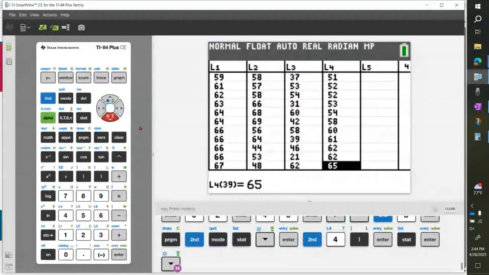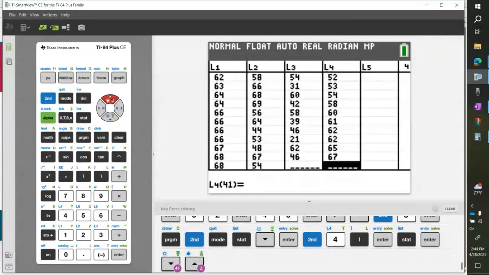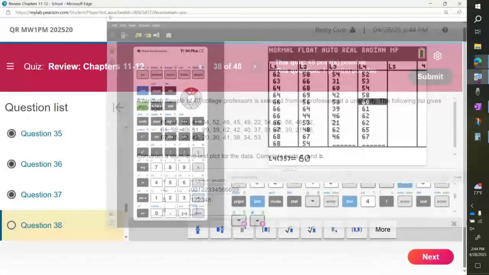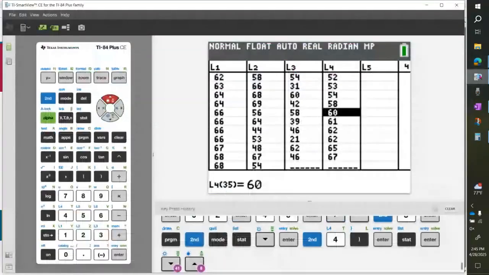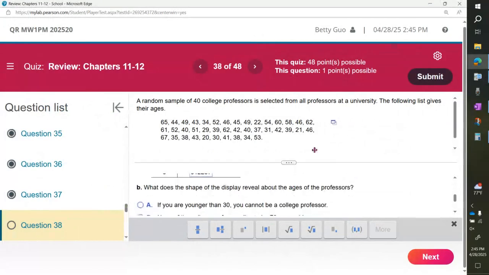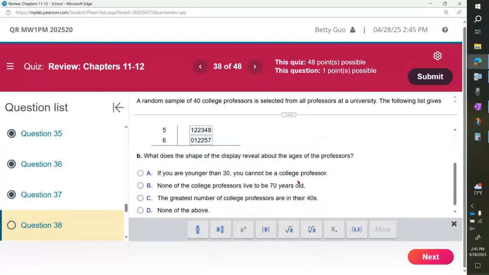For 60s, and that's the last. For 60s, we have 0, 1, 2, 2, 5, 7. Always double check your entry. 0, 1, 2, 2, 5, 7. Okay, finally. Right? So those are the 40 values, and we put them in the stem and leaves.